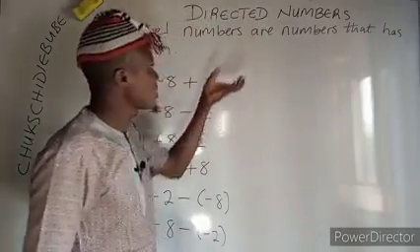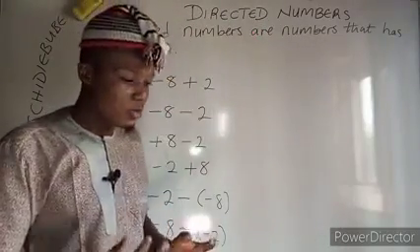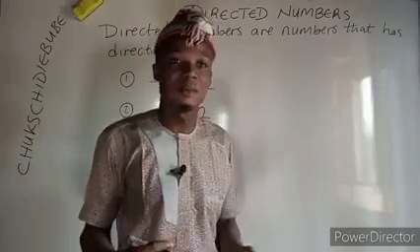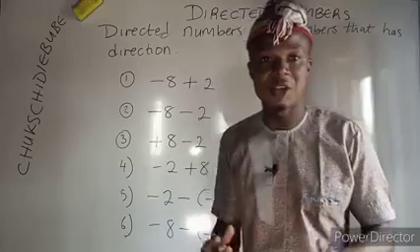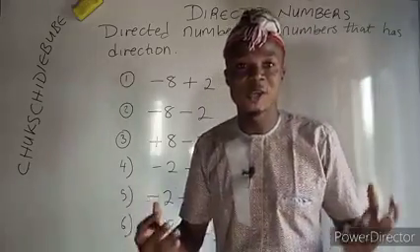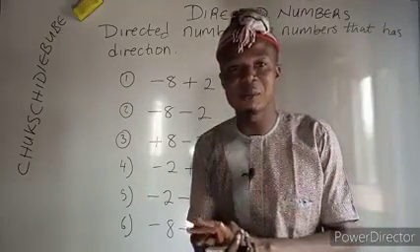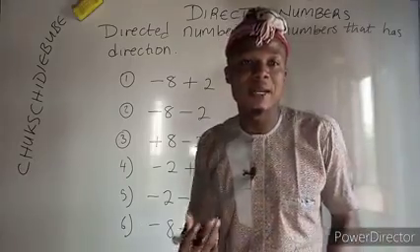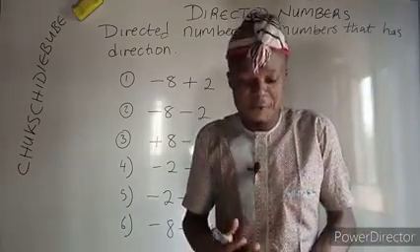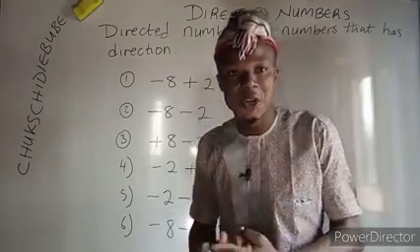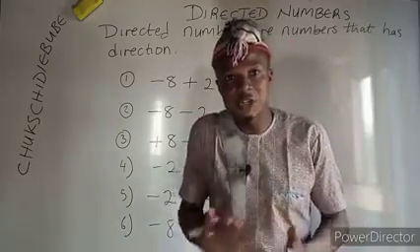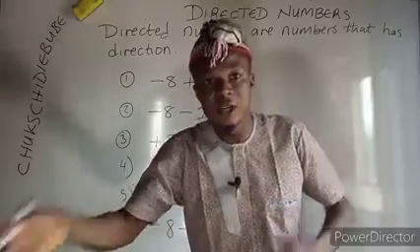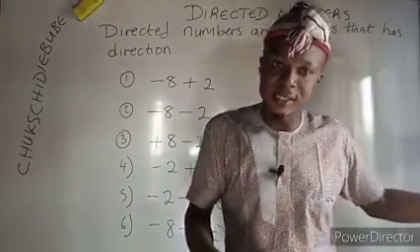Okay, now what are these directed numbers? When do you say that a number is a directed number? Directed numbers are those numbers that have direction. When a number has direction, the number is said to be a directed number. What do I mean by direction? Now, if a number is either positive or negative, it means that it is a directed number because it has direction either towards the positive or towards the negative.